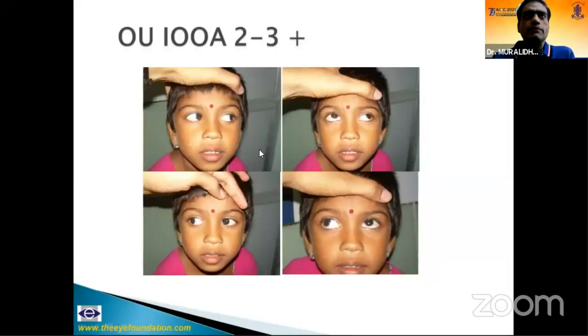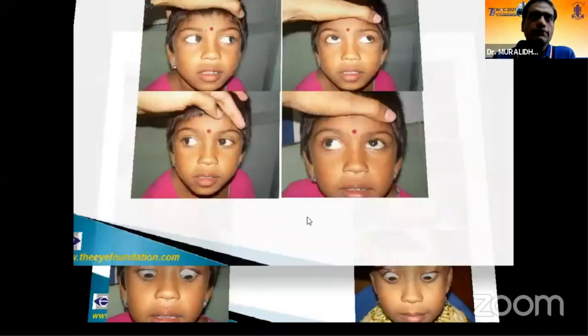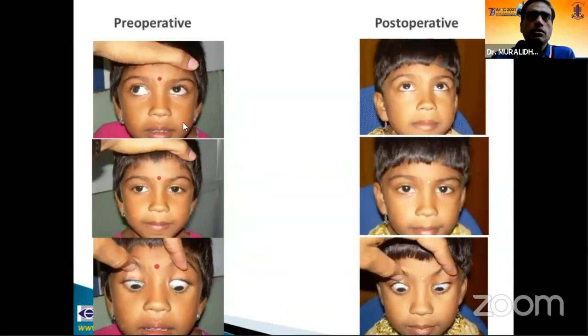So this is a patient with inferior oblique overaction, around 3+ inferior oblique overaction. Again, the grading is the one we have followed from Sir's book. If you see, after surgery, this patient has a V pattern exotropia, not the large V. The V pattern has collapsed.